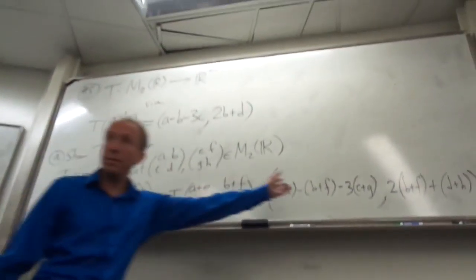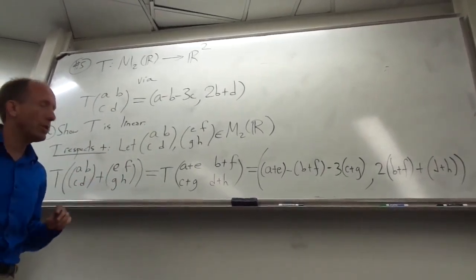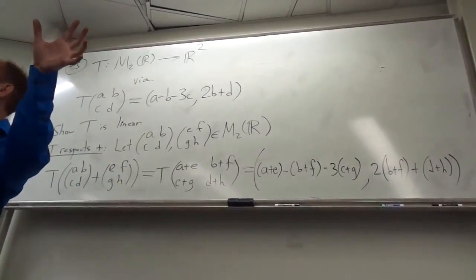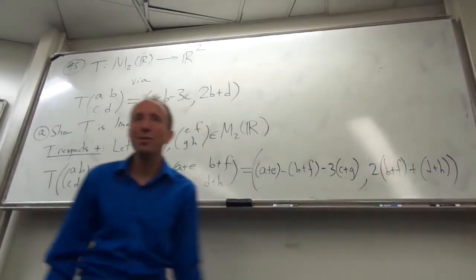Anyway. Okay, so you end up with this. So T of A, B, C, D plus T of E, F, G, H. And what we're trying to do is get them split into two separate parts. So what am I going to do when I get to this mess?